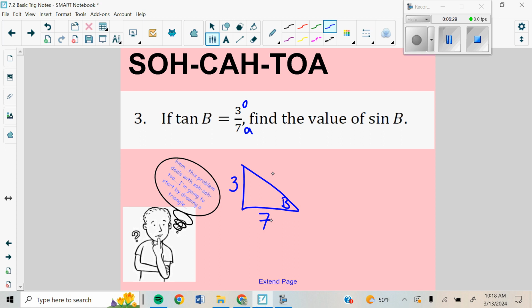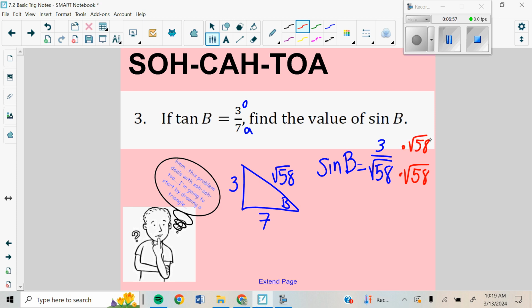All right, you should have found square root of 58 for our hypotenuse. So sine is opposite over hypotenuse. So the sine of B is the opposite over the hypotenuse. But we know in our hearts that it is not an okay thing to leave that radical in the bottom. So we're going to rationalize the denominator. To do that, we times the top and the bottom of our fraction by the square root of 58. The reason why is because square root of 58 divided by square root of 58 is 1. So we're not changing the value of it. It's still worth the same amount, but we're just changing how it looks.